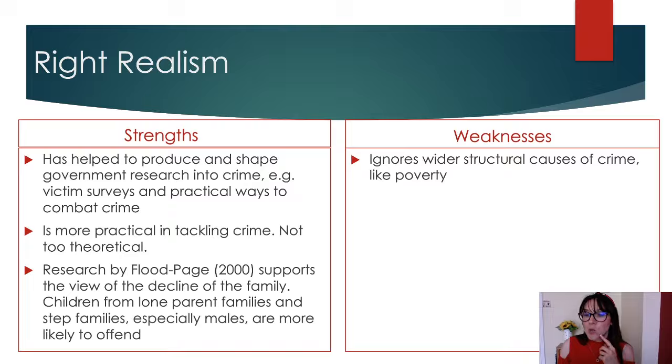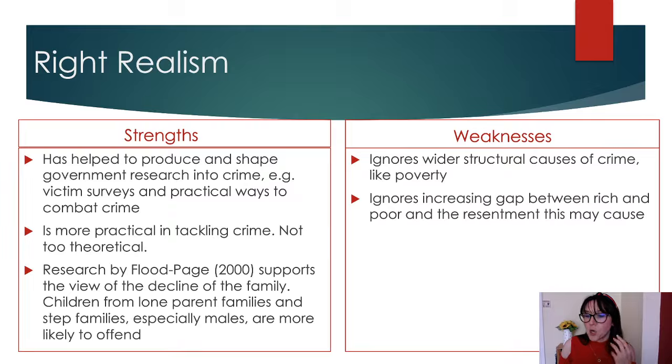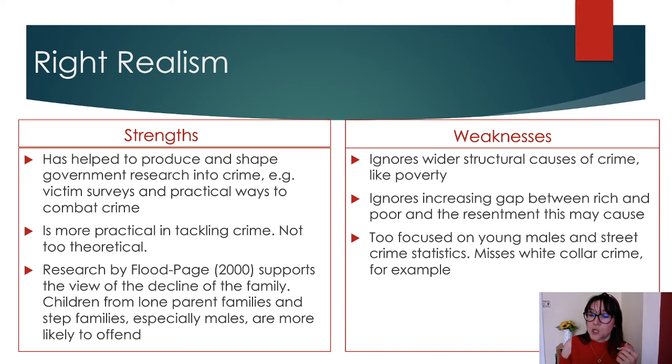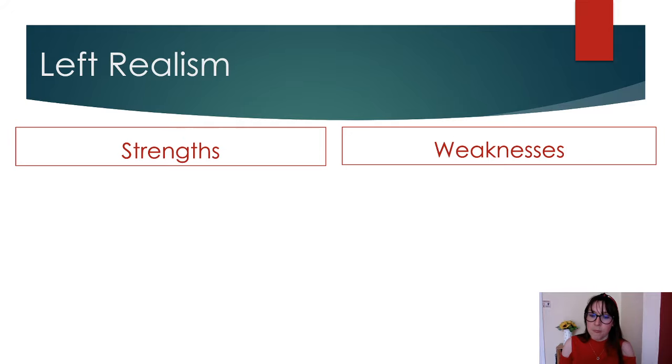Weaknesses, it ignores wider structural causes of crime like poverty. It ignores increasing gap between rich and the poor and the resentment this may cause. It's too focused on young males and street crime statistics. It misses white collar, for example, so the higher crimes.